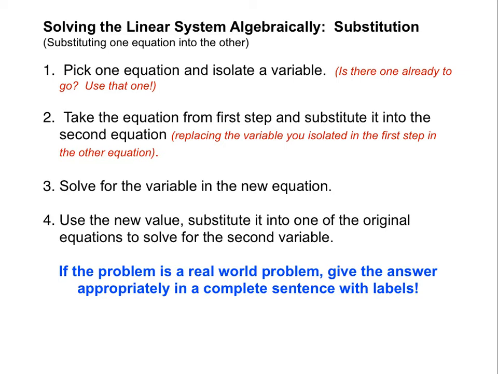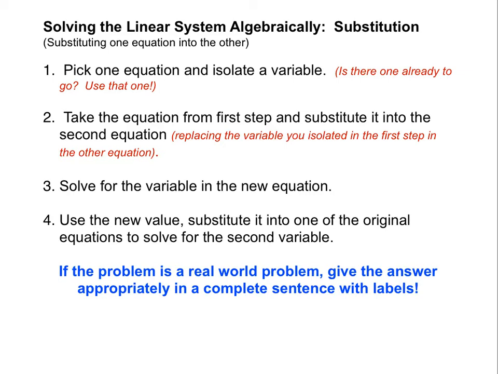The first step will be to pick one of the equations and isolate one of the variables. Sometimes the problem will begin already with a variable isolated. Sometimes one of the equations might have a variable with a coefficient of 1, and that would probably be the variable you're going to want to isolate since it'll be the easiest one to get alone. In step 2, we're going to take the equation from the first step and replace it into the variable in the second equation. That's the actual substitution process.